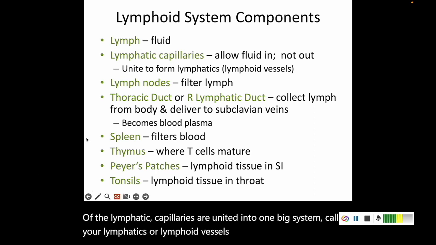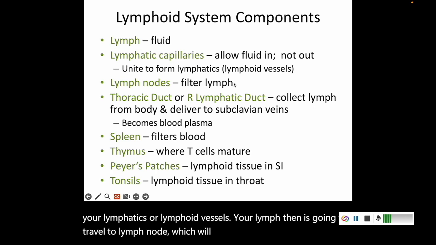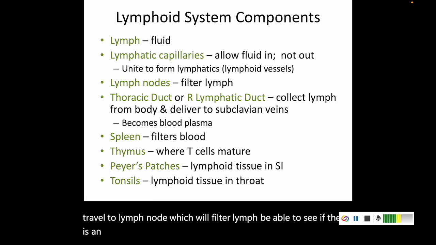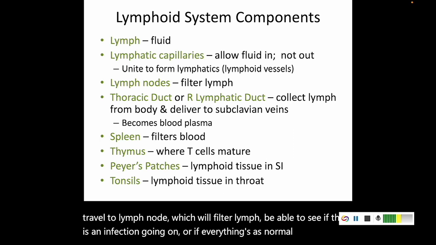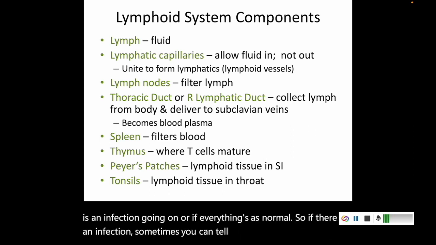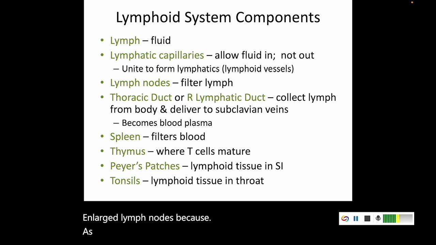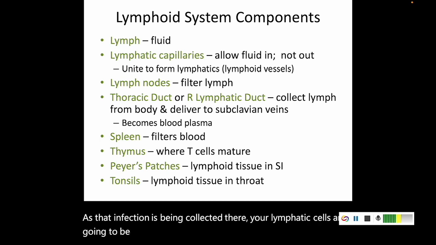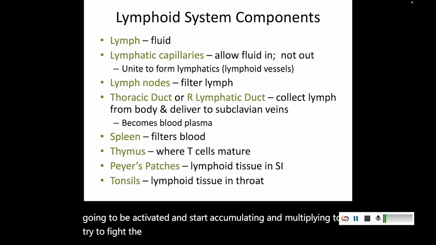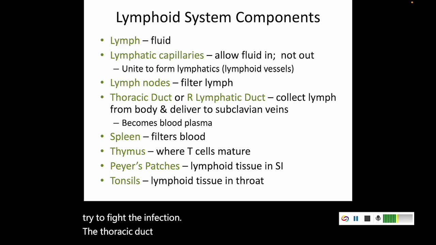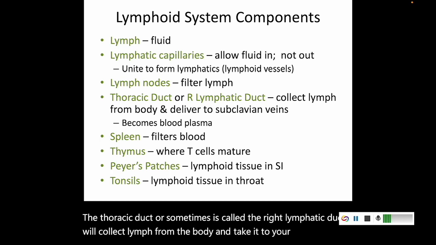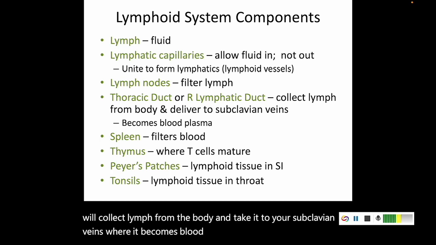Your lymph then is going to travel to lymph nodes, which will filter lymph, be able to see if there is an infection going on or if everything's as normal. So if there is an infection, sometimes you can tell a patient will have enlarged lymph nodes because as that infection is being collected there, your lymphatic cells are going to be activated and start accumulating and multiplying to try to fight the infection. The thoracic duct, or sometimes it's called the right lymphatic duct, will collect lymph from the body and take it to your subclavian veins, where it becomes blood plasma. It can return to the blood.